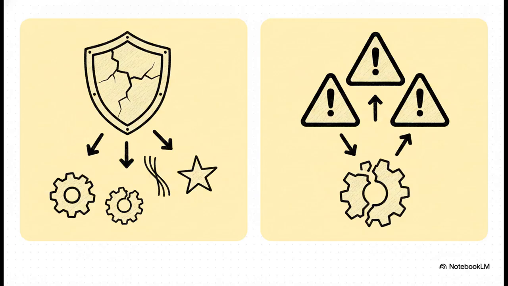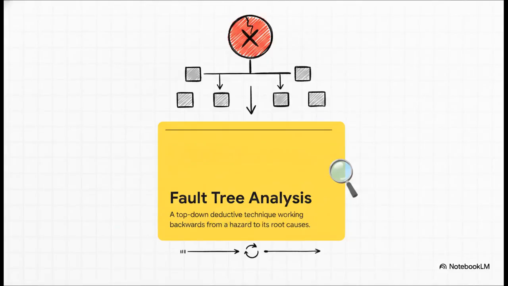It is so much easier to start with the hazard itself and deduce backwards. The most famous top-down method is called fault tree analysis. I want you to make sure you have this definition memorized. It is a deductive technique that works backwards from a hazard to discover its root causes. Let's look at how we actually apply this step by step.